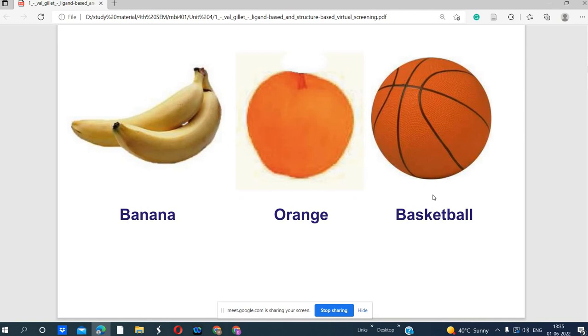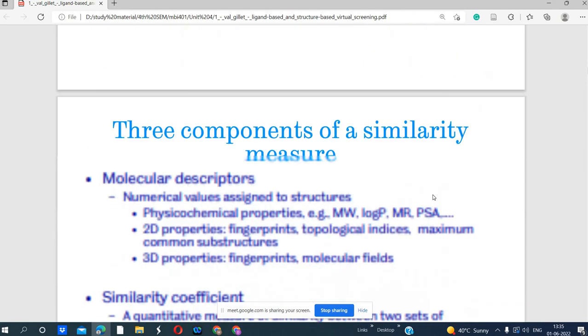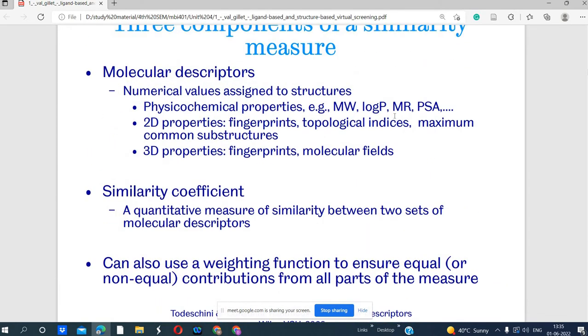topological indices, because in empirical studies banana, orange, and basketball can show similar physico-chemical properties, like molecular weight, log P, or there may be some difference. But what is important here is topological indices for the shape similarity. So topological indices are important. Activity is dependent on the physico-chemical properties, that is important, and these physico-chemical properties are dependent on the 2D properties, on the structure.